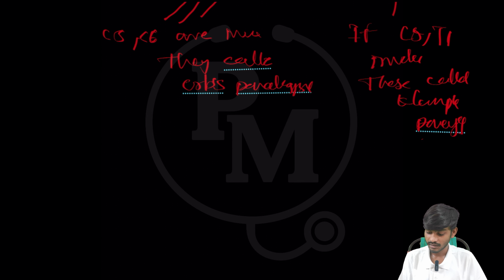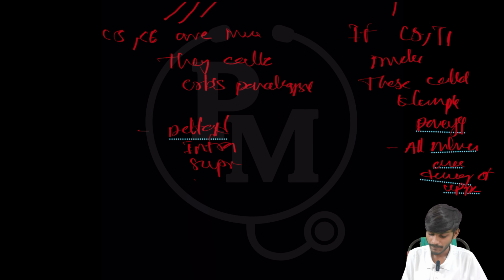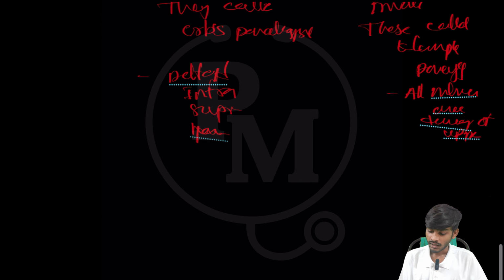In Klumpke's paralysis, all intrinsic muscles of the upper limb are damaged. In Erb's paralysis, muscles like deltoid, infraspinatus, supraspinatus, and some more muscles in front of the arm and hand are affected. In Klumpke's paralysis, Horner syndrome is present.